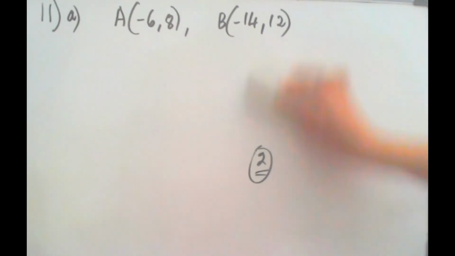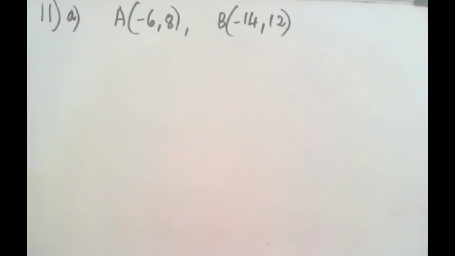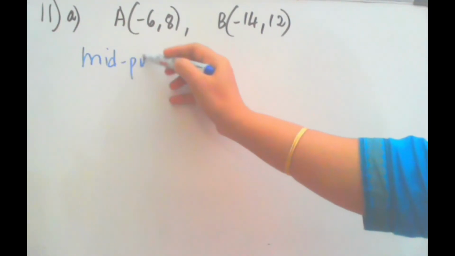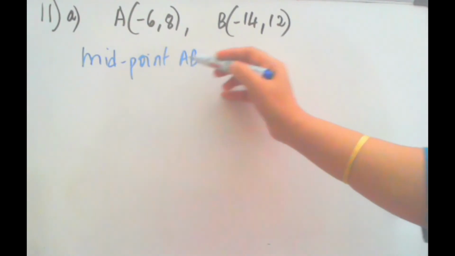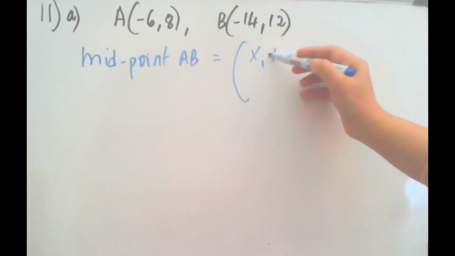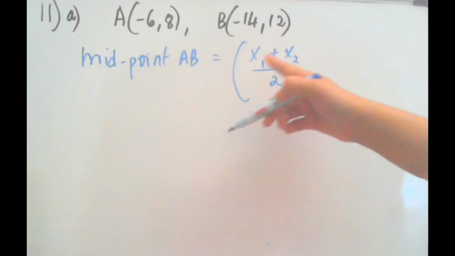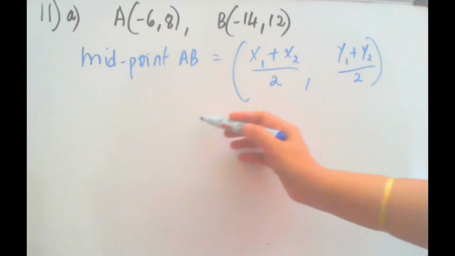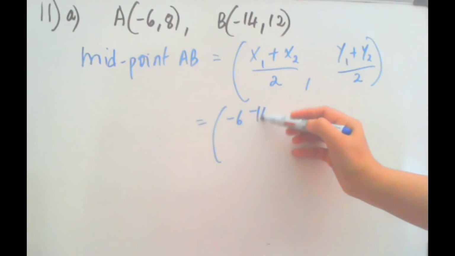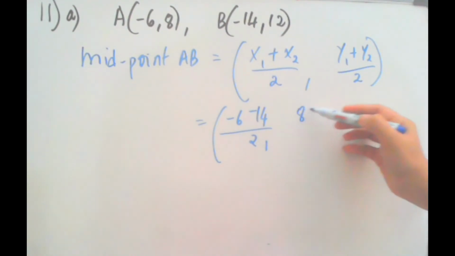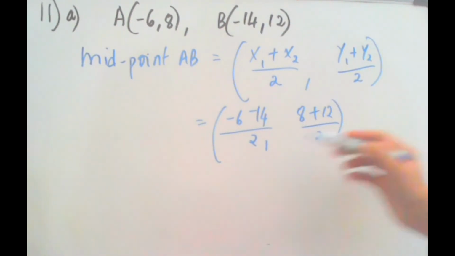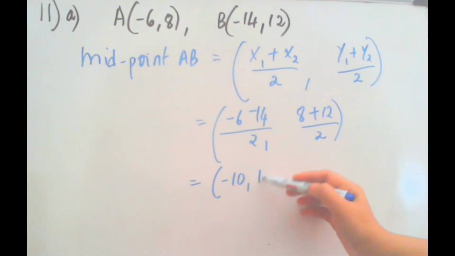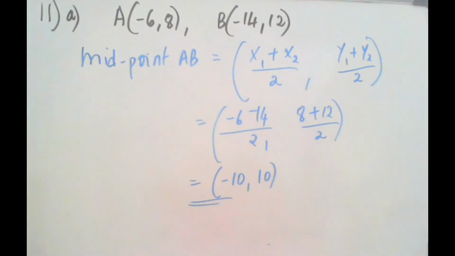Now to the third step, that is the midpoint of A and B. Midpoint of A and B, we use the formula x1 plus x2 divided by 2, that is the average of x coordinates, and then the average of y coordinates. So x1 plus x2 divided by 2, y1 plus y2 divided by 2. So this is minus 20 divided by 2 is minus 10, plus 20 divided by 2 is plus 10. So minus 10 comma 10 is the midpoint.